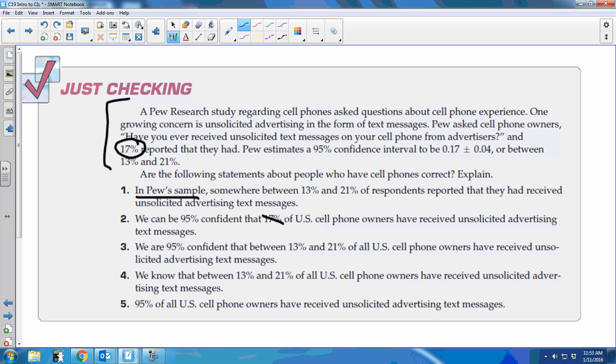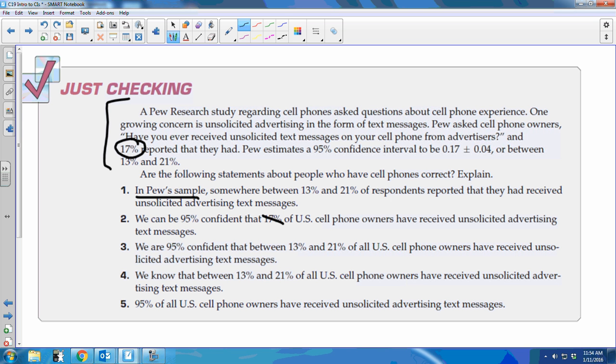On 3, we are 95% confident that between 13% and 21% of all U.S. cell phone owners have received unsolicited advertising text messages. Wait, no, because it says all U.S., not teens, right? Or did it say teens or something? You made that up.